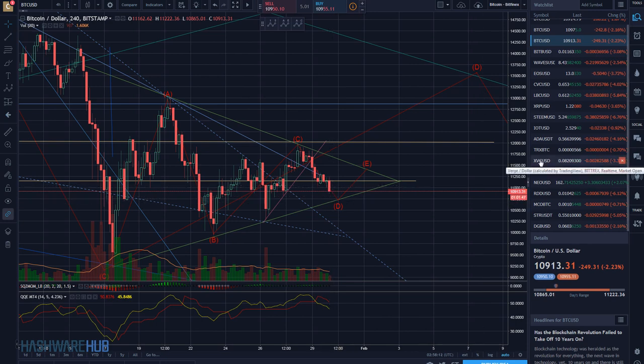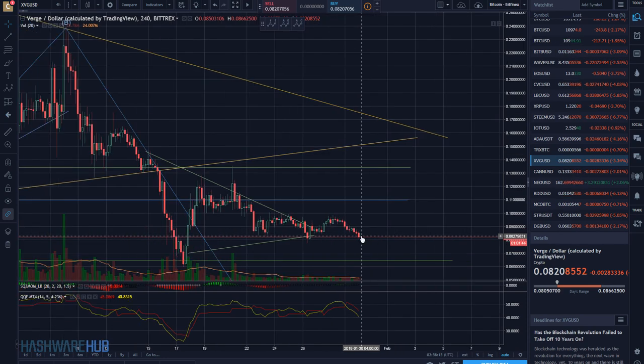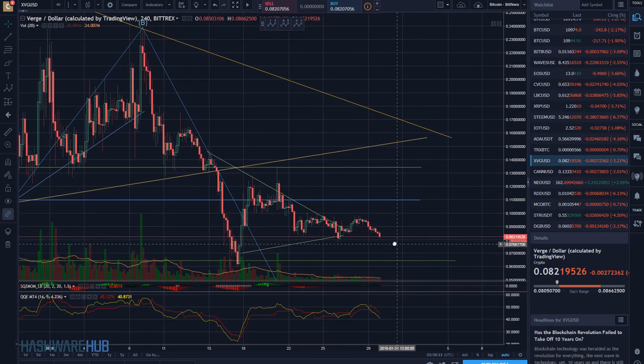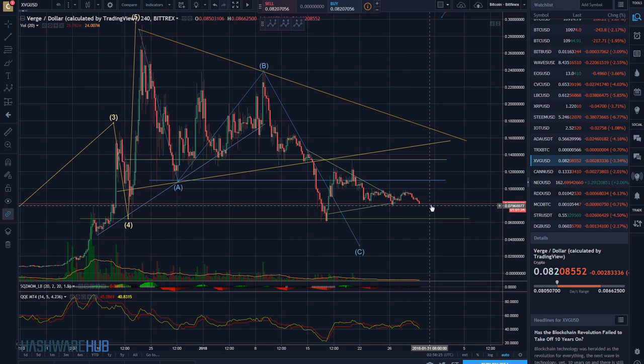If we then go back and look at Verge, Verge has run down quite a bit with respect to Bitcoin. I would probably say a little bit more. So it's really trying to hold onto this line right here. This line coincides with this bottom right here. There's a bunch of candles about this bottom, which also happened to be a resistance line. So that's why this is being held up, and the market has tested this line many times before. Let's call it about 8 cents. It's probably a little bit higher, about 8.5 cents.